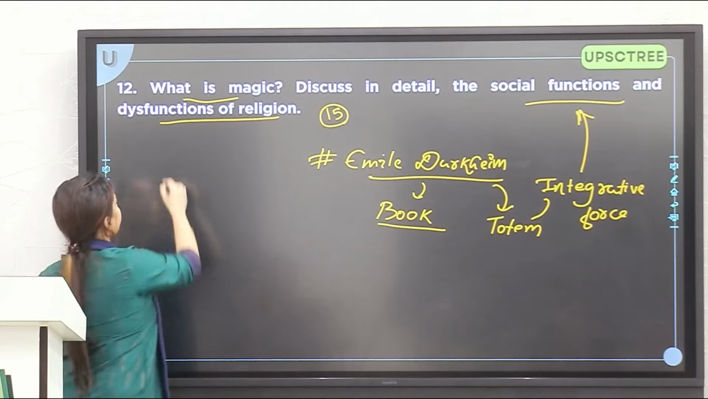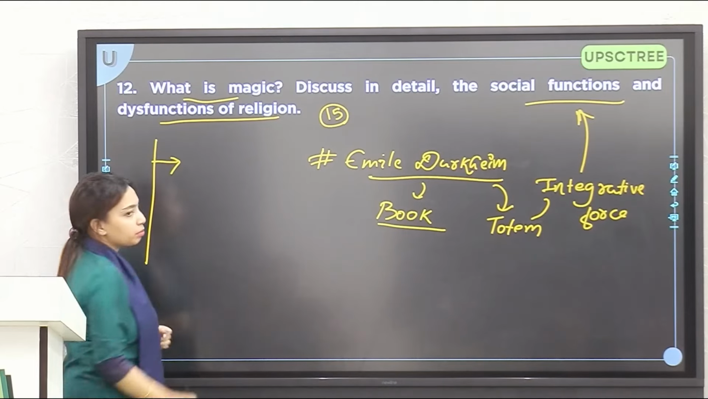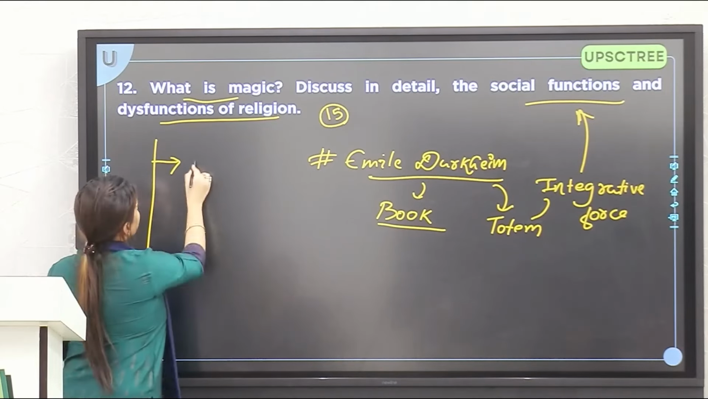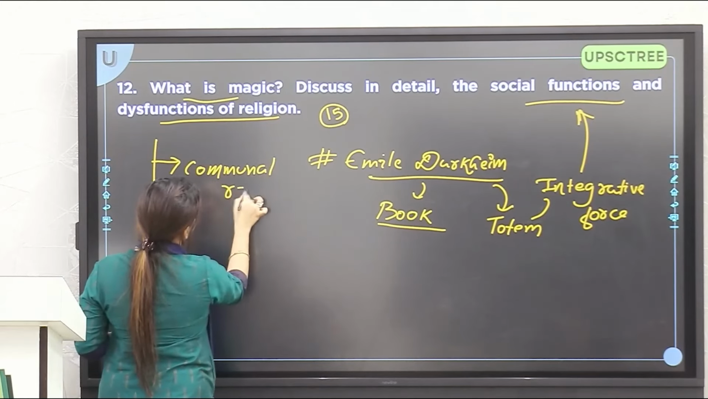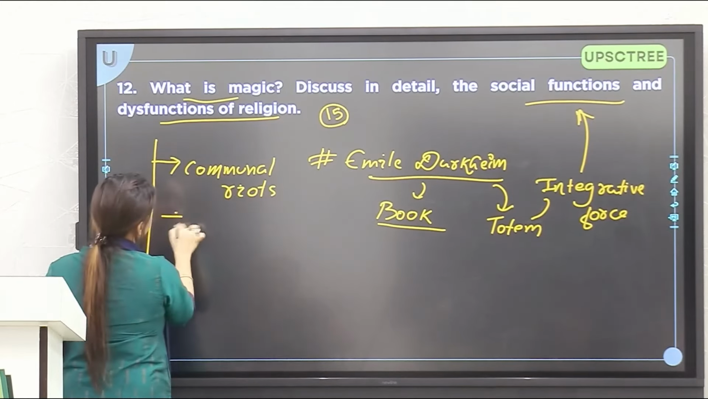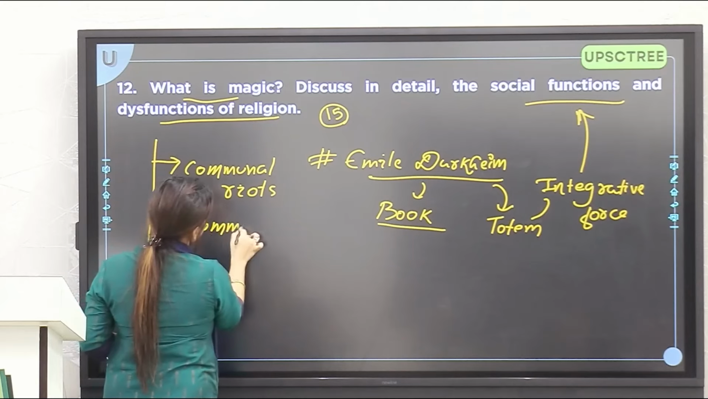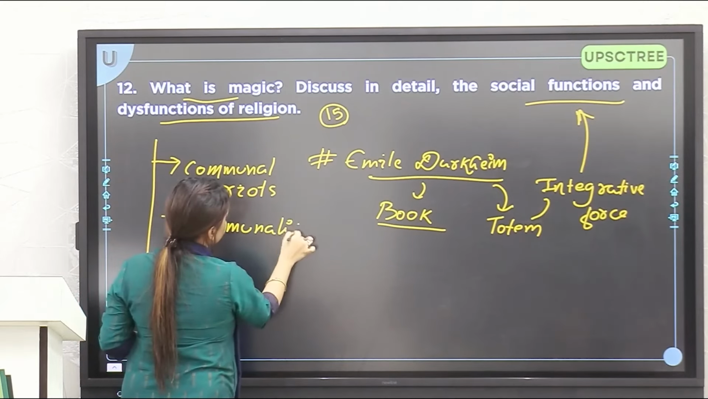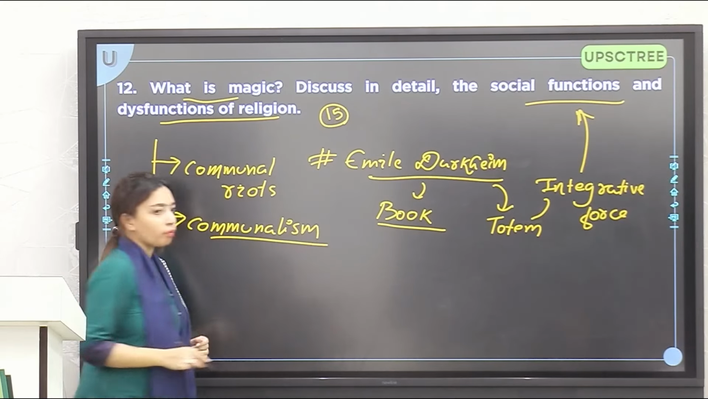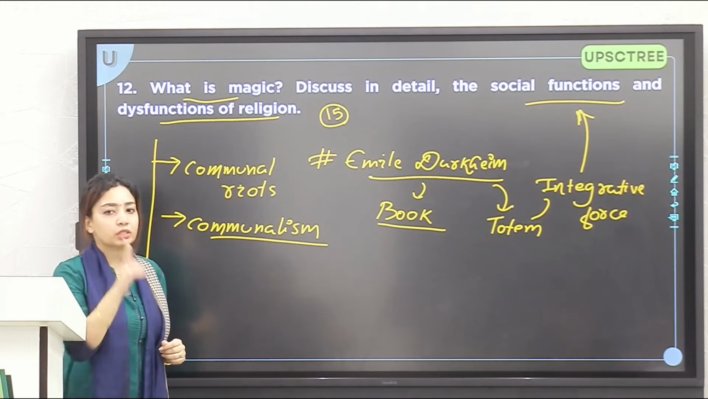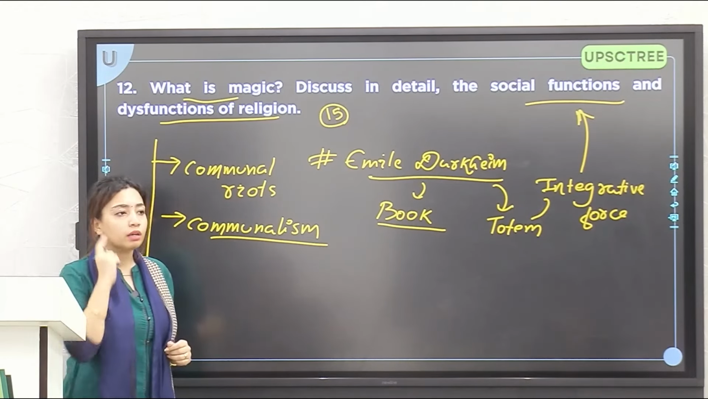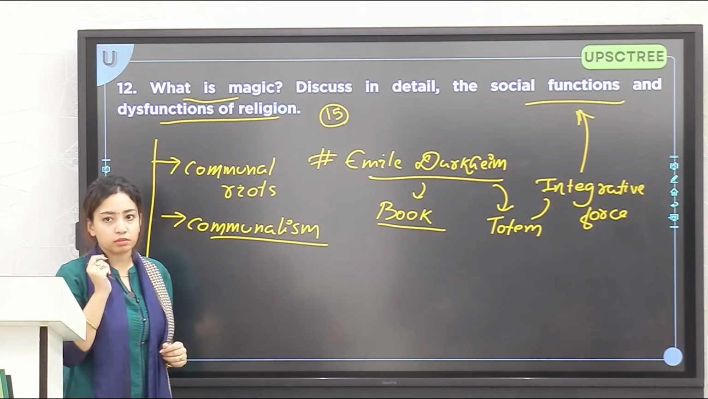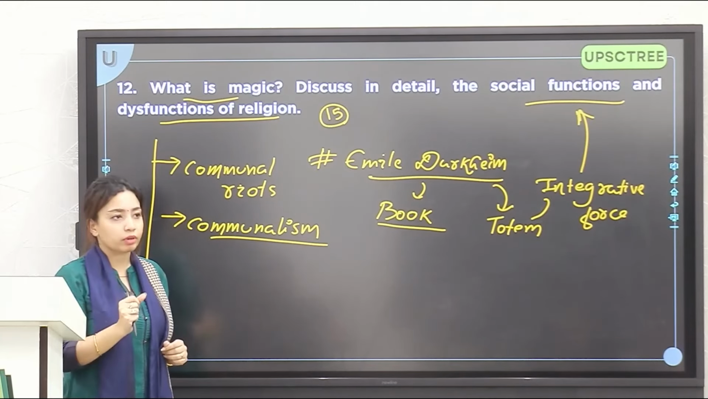So dysfunction of religion, what are the examples that you can give? Communal riots, communalism. What is communalism? Mostly fight or conflict in the name of religion between two major communities in India, which are Hindu and Islamic. Do not write Muslims. If you are making a comparison between two religions, then state the name of the religion.